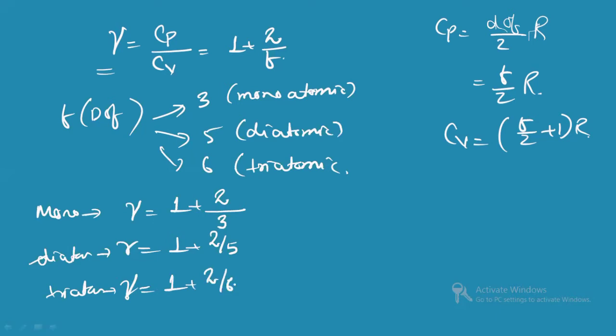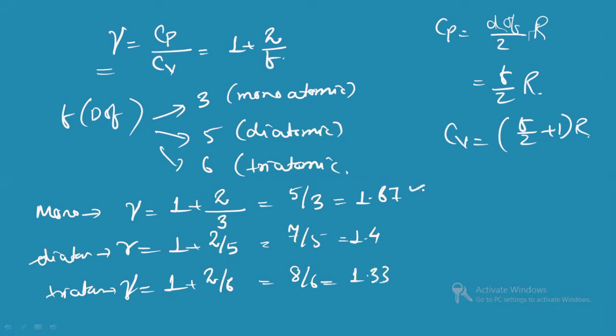Yes or no? Now, if you calculate this, the first one will be 5 by 3. The second one will be 7 by 5. And the last one will be 8 by 6. On calculating, you will get the value of gamma for monoatomic to be 1.67. For diatomic, it will be 1.4. And for triatomic, it is 1.33. So you see, the value of gamma is largest for monoatomic, then for diatomic, then for triatomic.